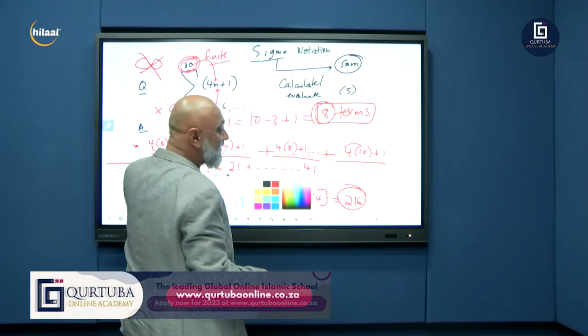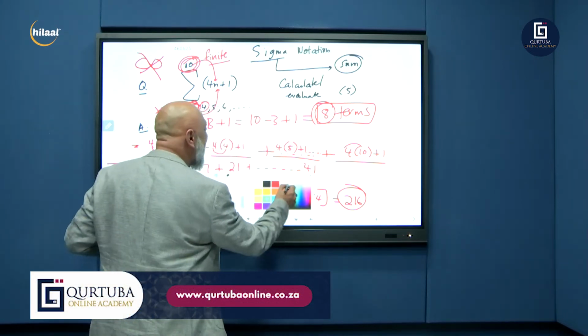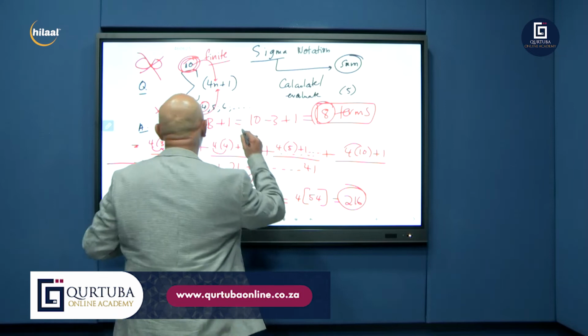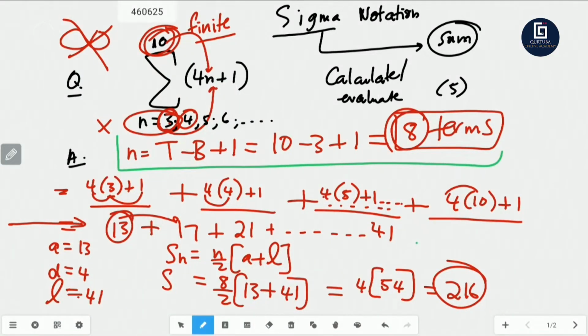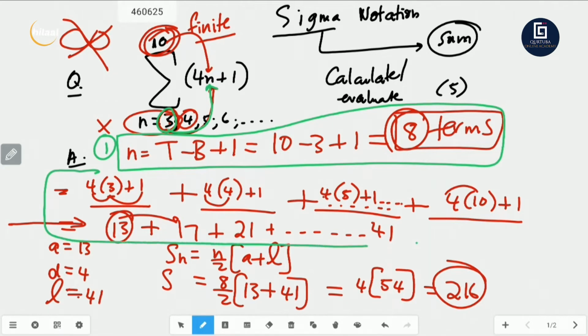Let's go back here. This is where I left you. I'm going to just highlight this for you guys to show you the steps. I know it's a lot of writing. The first thing we need to do is to find n, our number of terms. That was step number 1. Step number 2 was to start substituting into your original. So all this here is step number 2.